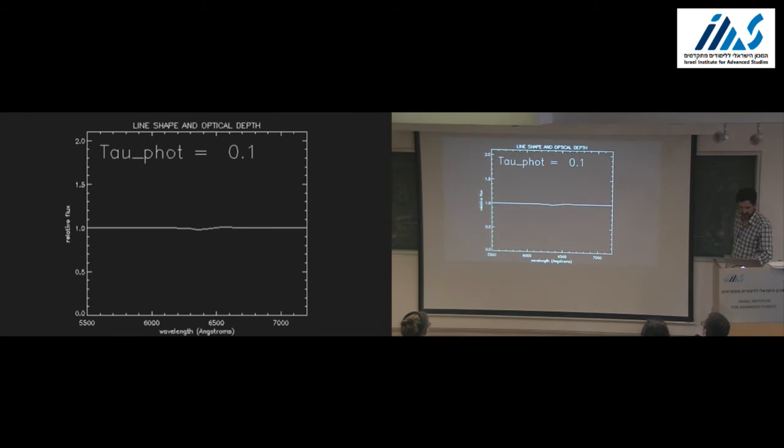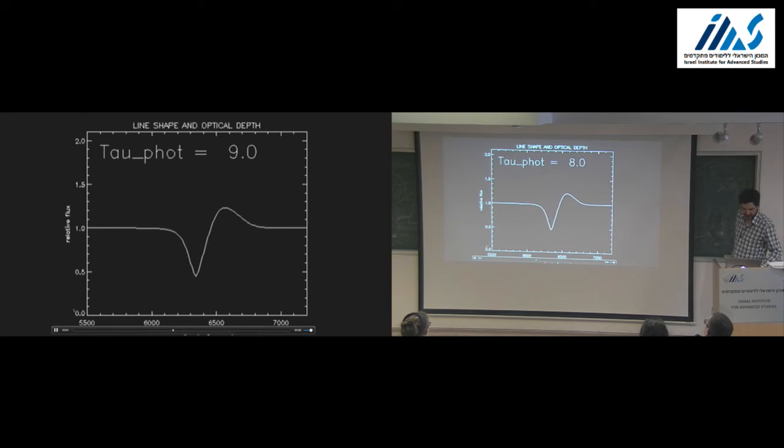So you can get some sense of how these line profiles behave as you increase the optical depth. This is a little animation showing as we increase the optical depth of the line, this Sobolev optical depth for some spherical geometry, the line gets deeper, the emission gets greater.